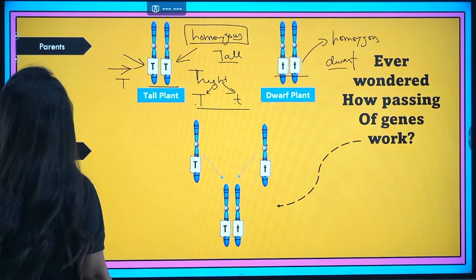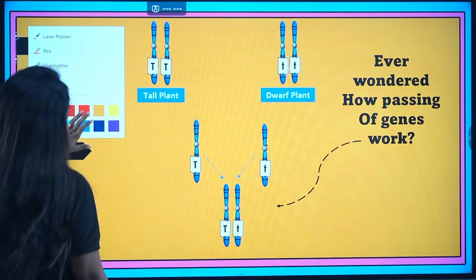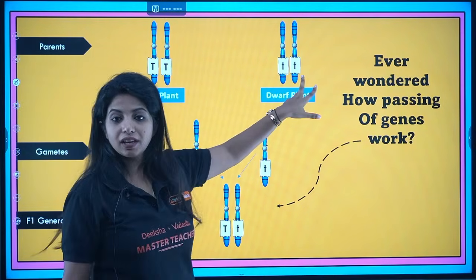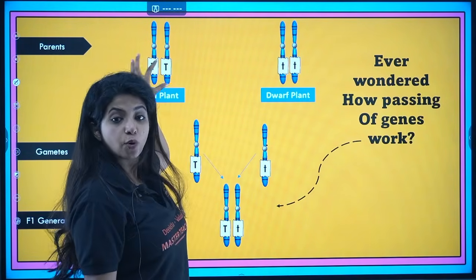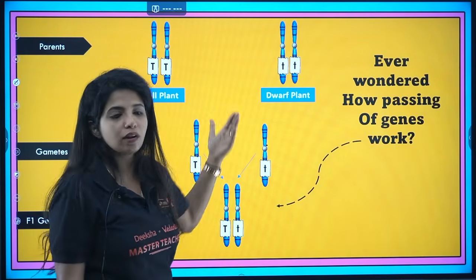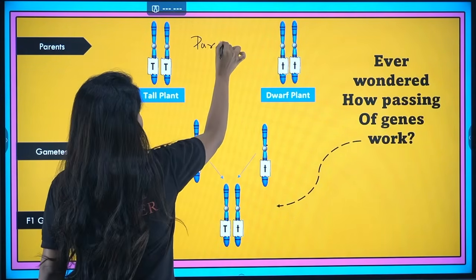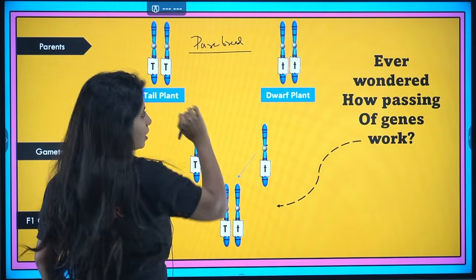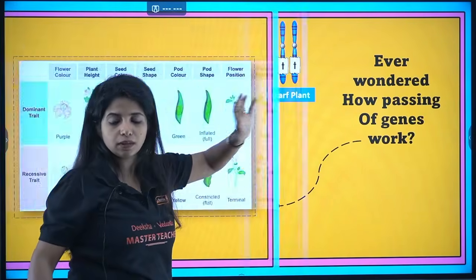Now, listen to me very, very carefully. Over here, I had the two chromosomes. Here also I had the two chromosomes. These are homozygous tall plants. These are homozygous dwarf plants. I can also call this pure breed condition. That means when they have both the alleles as same thing, you call it that.